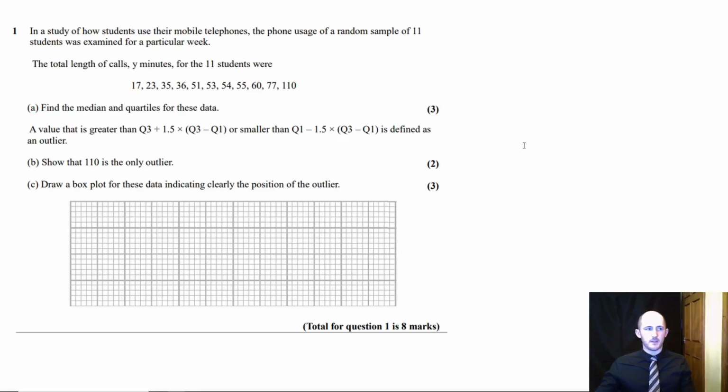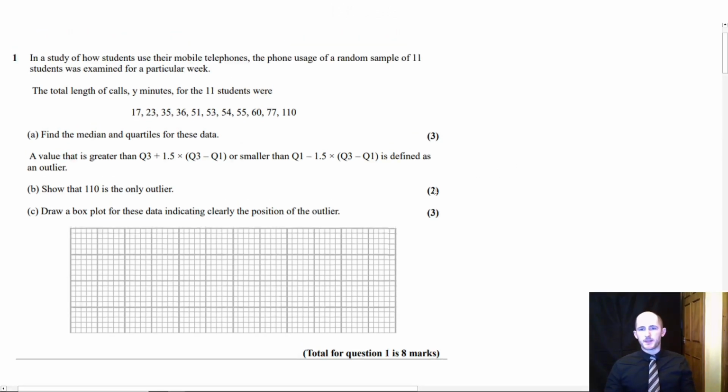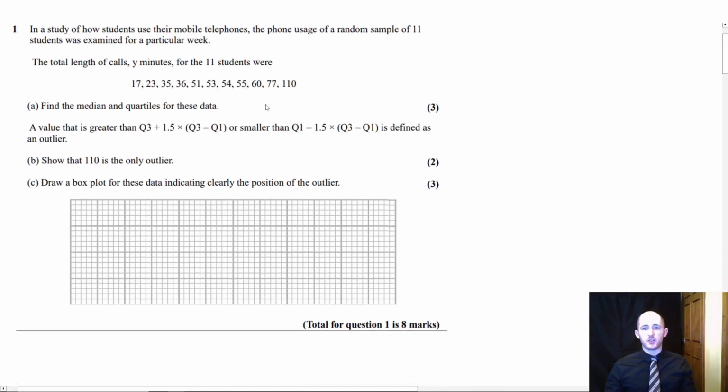So today we're going to be doing, again, statistics, but we're going to be doing box plots. This is actually a really short section, so it should only be maybe a 20 or 30 minute thing.